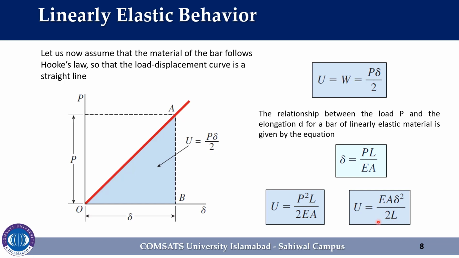The first expression gives the strain energy as a function of the load, and the second expression is a function of the elongation. From the first equation, we see that increasing the length of a bar increases the amount of strain energy, even though the load is unchanged, because more material is being strained by the load. On the other hand, increasing either the modulus of elasticity or the cross-sectional area decreases the strain energy, because the strains in the bar are reduced.